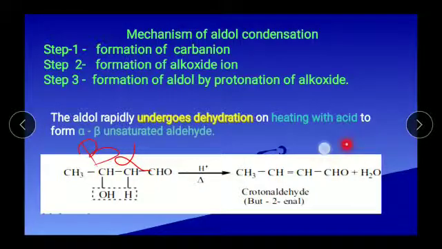What is the IUPAC name? We have 4 carbons, so but. In the second and third carbon we have a double bond, so 2-ene, and in the presence of CHO, al. So but-2-enal. This is the IUPAC name of crotonaldehyde. So we understood that the aldol rapidly undergoes dehydration. Because of this, we are getting an unsaturated aldehyde. This is the mechanism of aldol condensation.